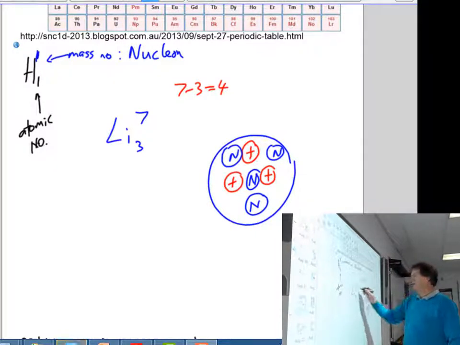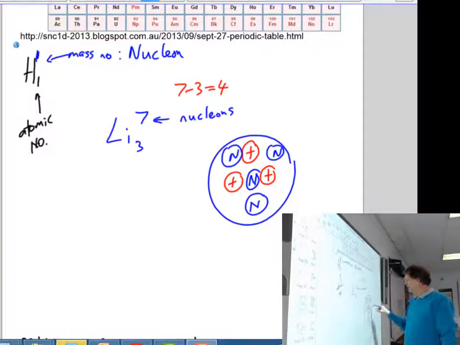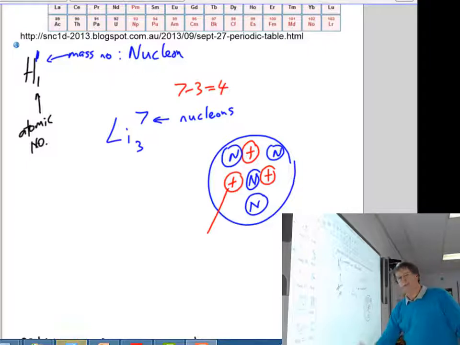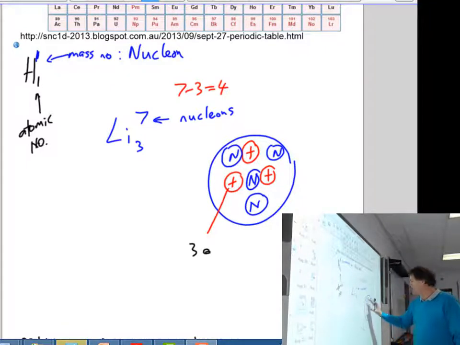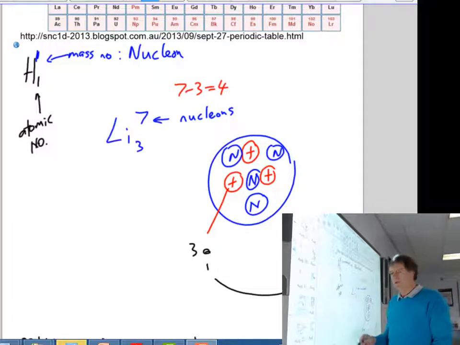So have we got a total of 7 nucleons there? Yes, we have. 1, 2, 3, 4, 5, 6, 7. So we've got the number of nucleons correct and the number of protons. Don't forget there would also be 3 electrons on the outside here, balancing that out. 3 tiny, tiny electrons, much, much smaller than those protons and neutrons. So they'd be orbiting at large distances at high speeds.